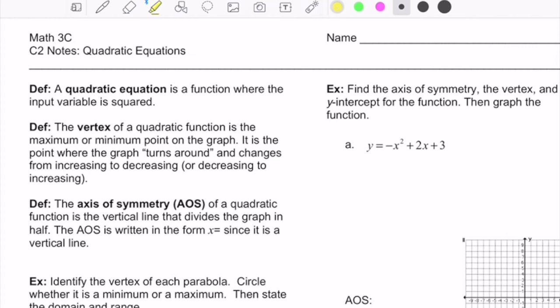Today's notes are C2 and they look at quadratic equations. So we start out with a reminder about a couple definitions. The vertex of a quadratic function is the minimum or maximum point on the graph, and the axis of symmetry is the vertical line that divides the graph in half. You want to remember that the axis of symmetry is a vertical line, and so it's always going to be written in the form x equals.